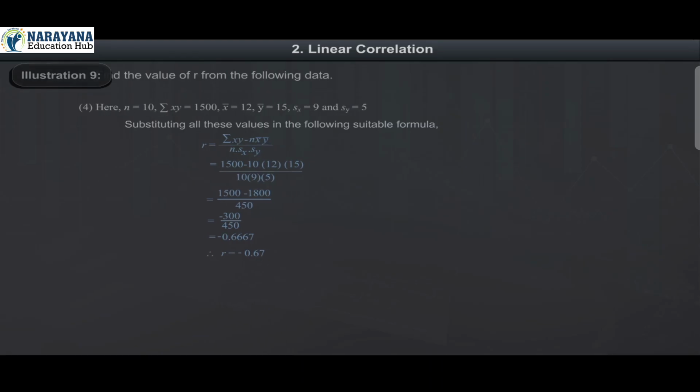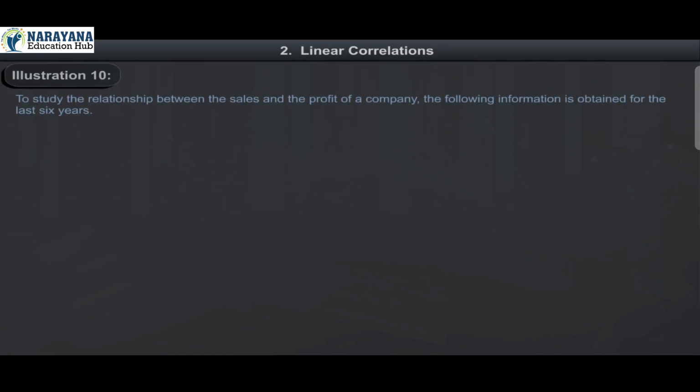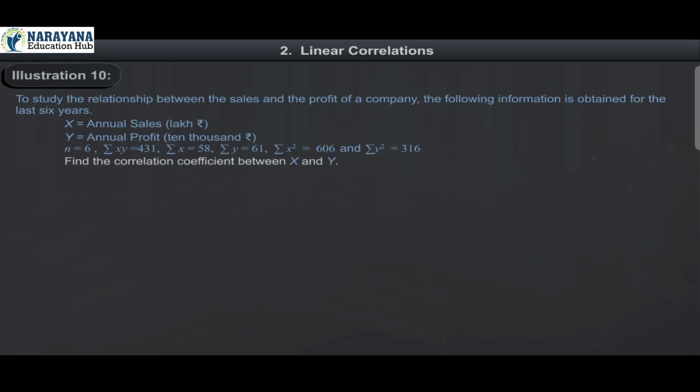Illustration 10. To study the relationship between the sales and the profit of a company, the following information is obtained for the last 6 years. X is equal to annual sales in lakh rupees. Y is equal to annual profit in 10,000. N is equal to 6. Sigma xy is equal to 431. Sigma x is equal to 58. Sigma y is equal to 61. Sigma x square is equal to 606. And sigma y square is equal to 316. Find the correlation coefficient between x and y.